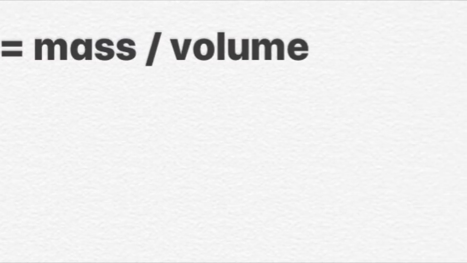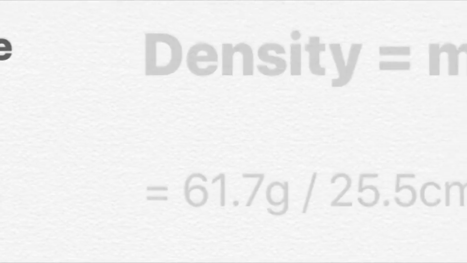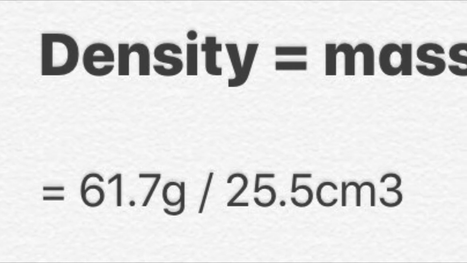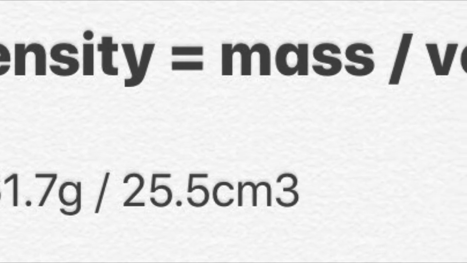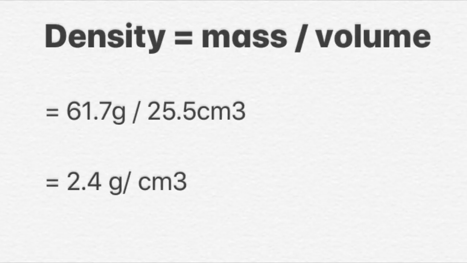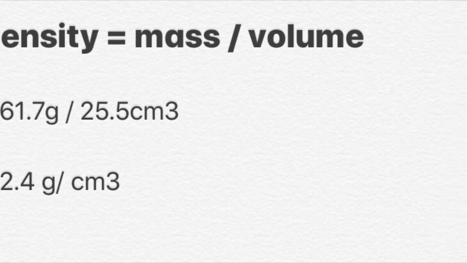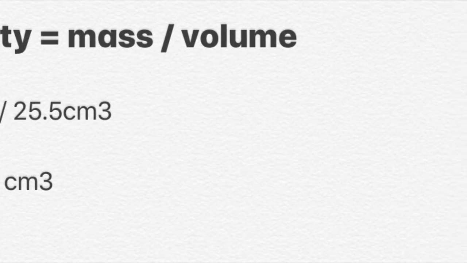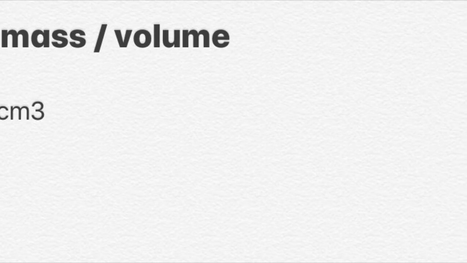So again, we use our equation, density equals mass divided by volume, and we put our numbers in. The numbers were 61.7 grams and 25.5 centimetres cubed. So on your calculator, 61.7 divided by 25.5. And we can see that the density of the stone was 2.4 grams per centimetre cubed.